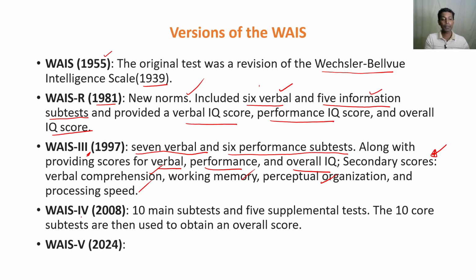Then comes WAIS-4, which is the currently used version. This is from 2008. It has 10 main subtests and 5 supplemental tests. The 10 core subtests are used to obtain the overall score. That's the pattern. So these are the core tests, these are supplemental tests. We'll see what are the supplemental and what are the core tests.